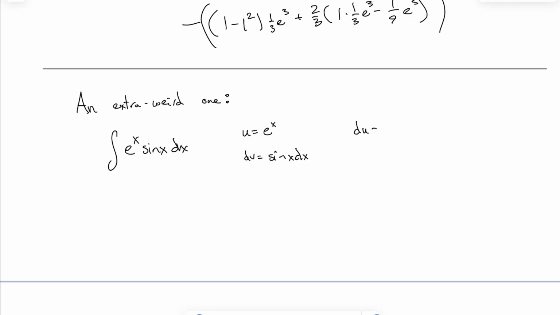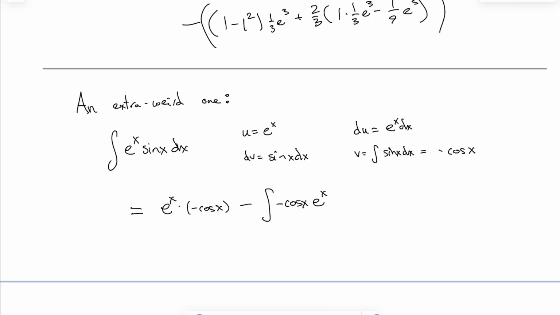So u is e to the x, du is also e to the x dx. And then v is the integral of sine x dx. The integral of sine is negative cosine, so this is minus cosine x. All right. Do my parts formula, uv minus integral v du. So this equals u, e to the x, times v, negative cosine x, minus the integral of v, minus cosine x, times du, e to the x dx. Those minus signs can combine into a plus, but otherwise you can't do much to simplify this. Maybe I'll just beautify this a little bit: minus e to the x cos x plus the integral of e to the x cosine x dx.